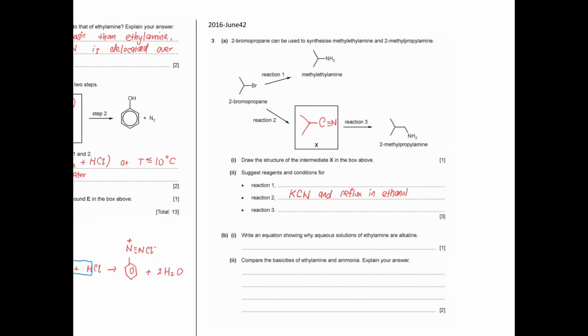So we can use lithium, or maybe hydrogen plus nickel. This is one option. Or if you don't want this option, you can use lithium aluminum hydride. It's a reduction process.